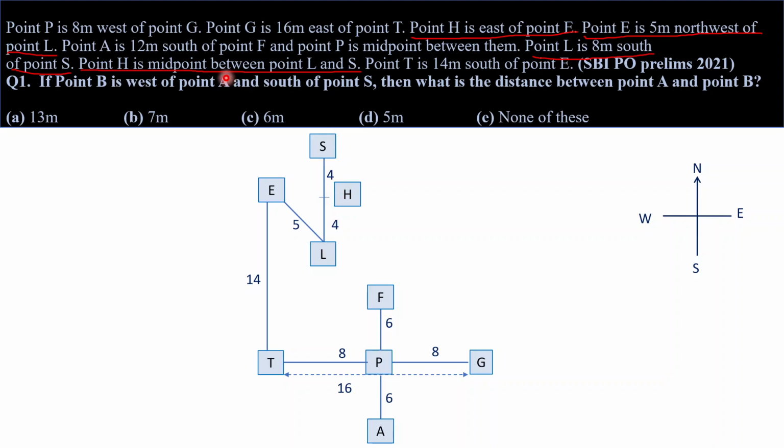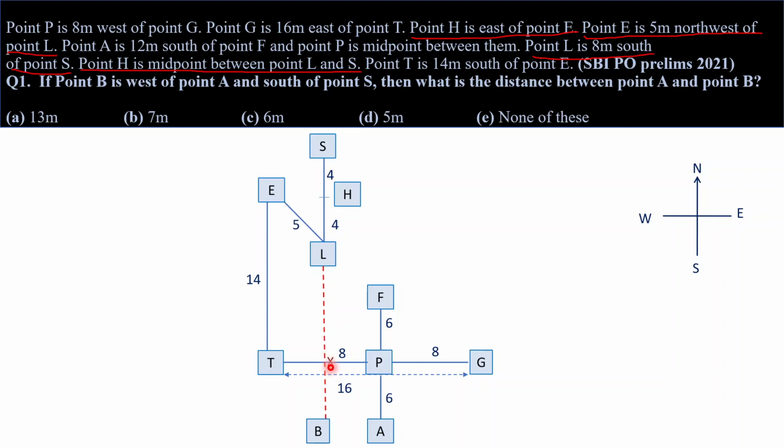Okay, now let's proceed to the main question. If point B is to the west of point A and south of point S, so this is point B, which is west of A and south of S. Okay, then what is the distance between point A and B? So we have to find out the distance between point A and B. So first of all, I'm going to name this point. Let's name this point as point X. So if somehow we can calculate the distance between TX, then we can find out the distance between AB, which will be equal to PX.